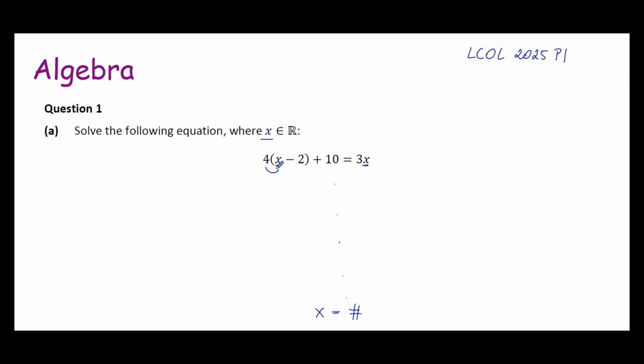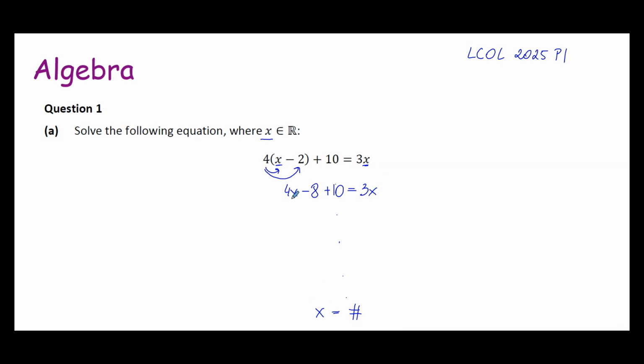So first of all, we need to multiply the bracket. So 4 multiplied by x is 4x. 4 multiplied by minus 2 is minus 8, and then we copy the rest of the equation, plus 10, and equal 3x.